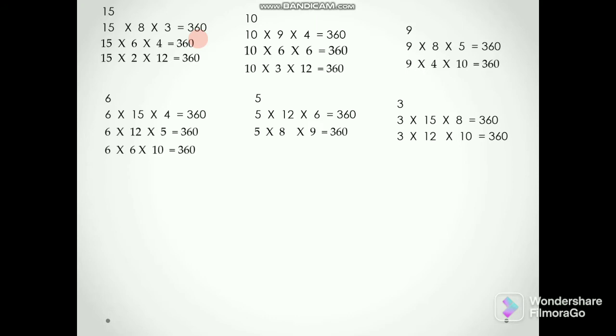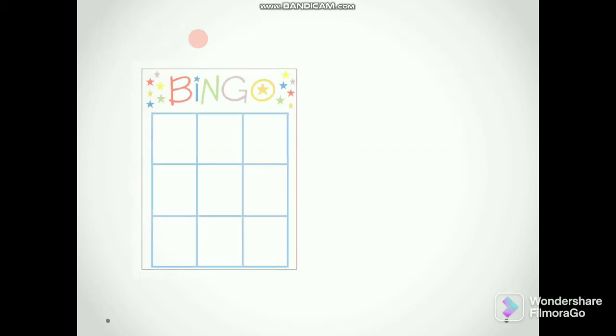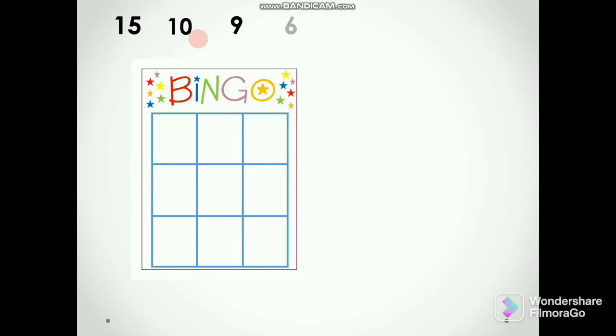So first, let's try guess and test. For our 3 by 3 bingo card, we have 15, 10, 9, 6, 5, and 3, the given numbers. And we have also 3 missing numbers. For this problem, I want to focus on my number 6.